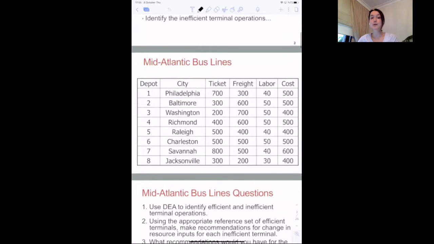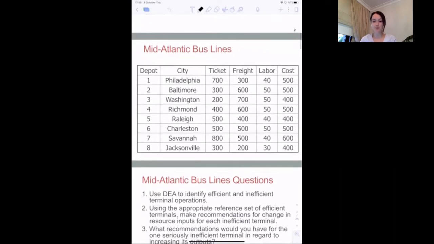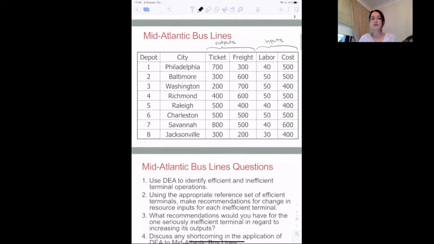This table shows the amounts of ticket and freight sales in addition to the labor hours and facility dollars for a typical day of each terminal. First, we should identify the inputs and outputs in order to apply data envelopment analysis. As these correspond to the sales amounts, these can be classified as outputs, and these are the inputs for the LPs that will be used for data envelopment analysis. Let me start with writing the LP model for the first terminal.